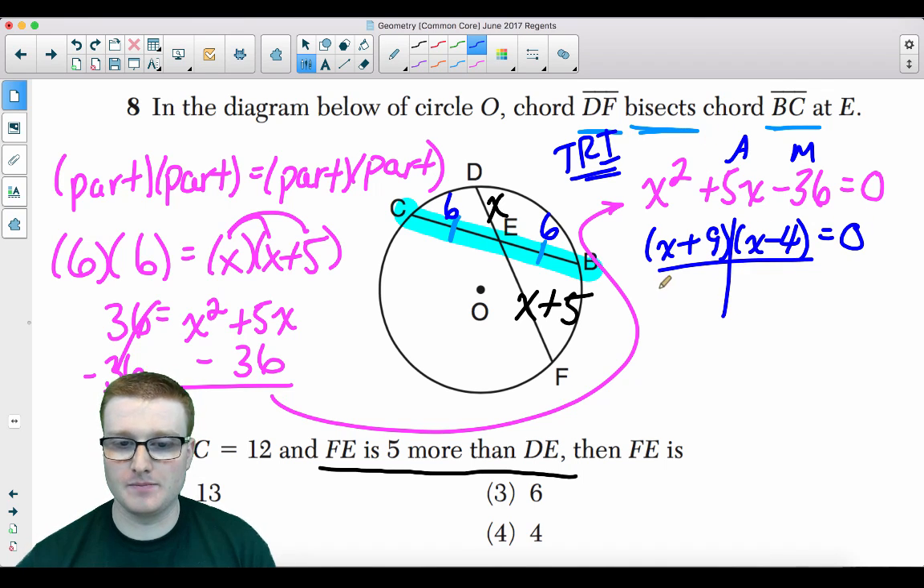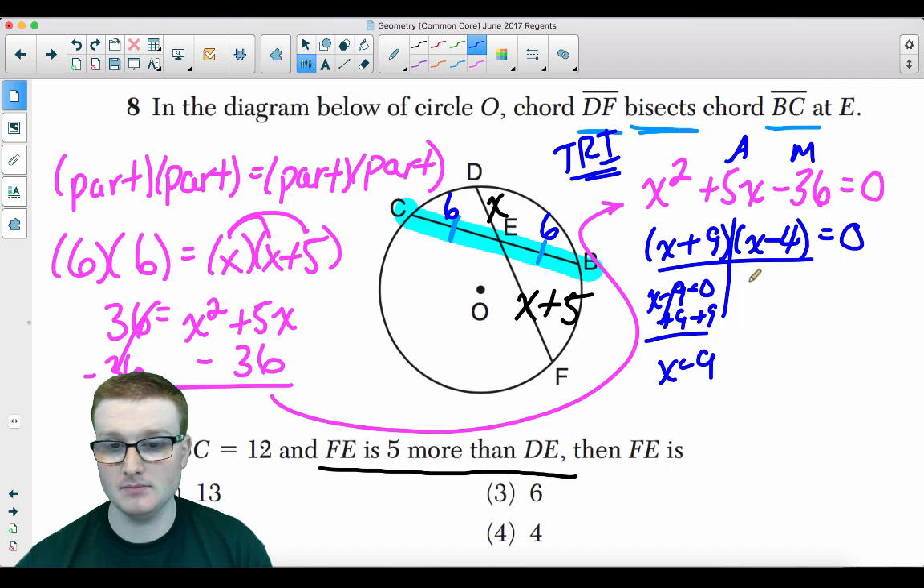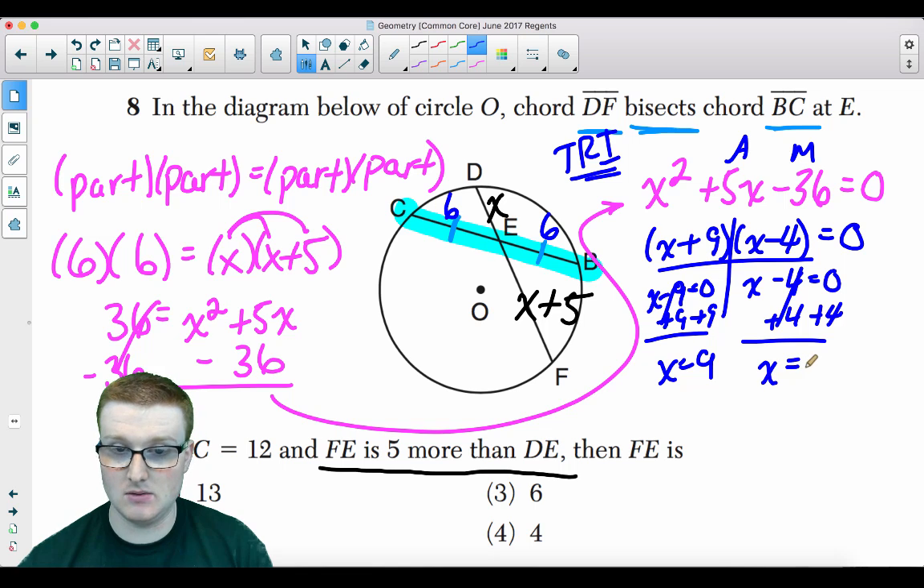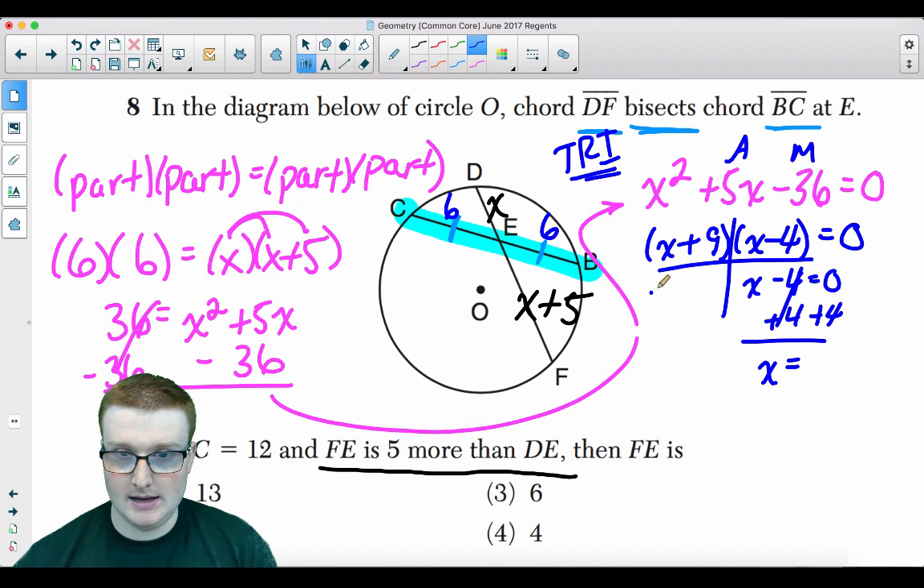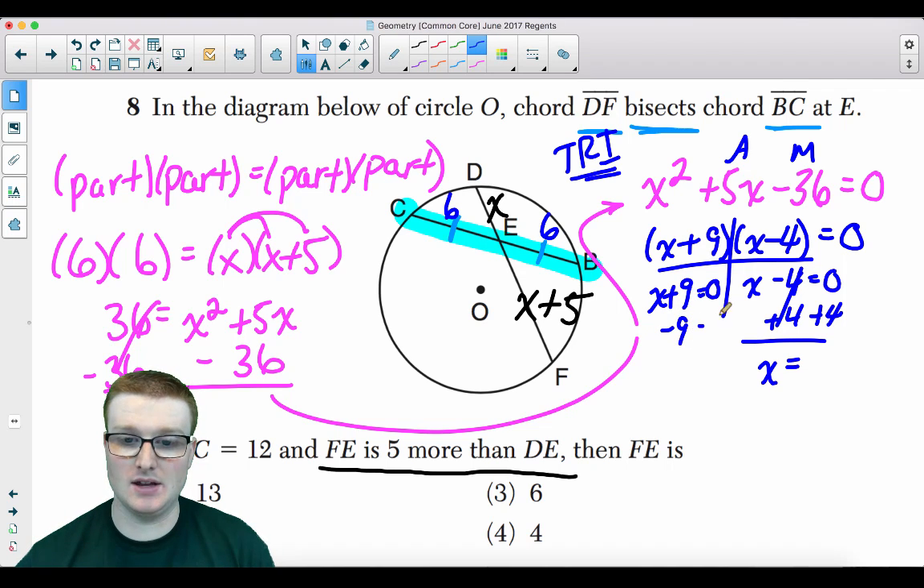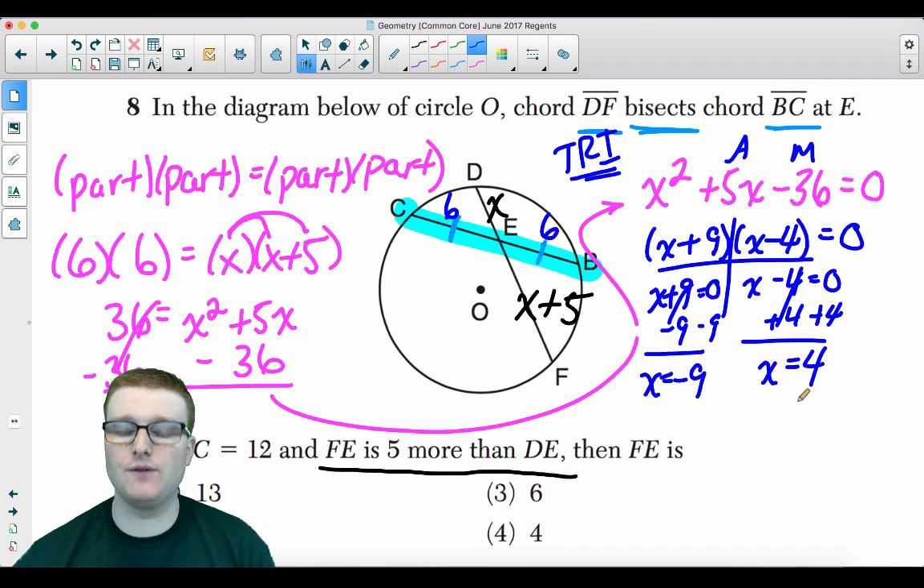We're going to solve. X minus 9 equals 0. We're going to add that 9 on both sides. X is equal to 9. We get X minus 4 equals 0. We're going to add that 4 on both sides. We get X is equal to... Sorry, something's wrong here. Oh, my apologies. It's not X minus 9. It's X plus 9. X plus 9 equals 0. Subtract the 9 on both sides. X is equal to negative 9. My apologies. And X is equal to 4.